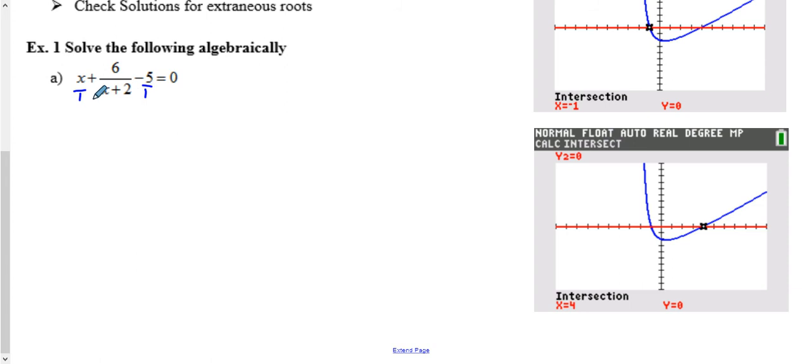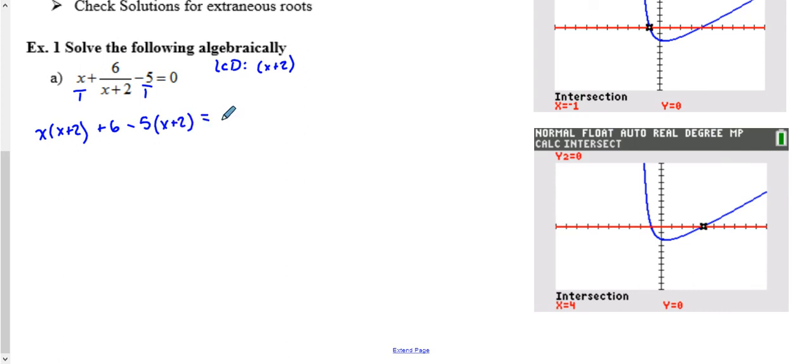I know that I have an LCD. If I look at my denominator, my LCD, lowest common denominator here, should be x plus 2. So I'm just basically going to multiply everything in this equation on both sides all by x plus 2. So if I multiply it all by x plus 2, I end up with x plus 2 times x, plus 6. And the x plus 2 that I multiplied by cancels out with this x plus 2 here. So it's just going to be plus 6 by itself, minus 5 times x plus 2.